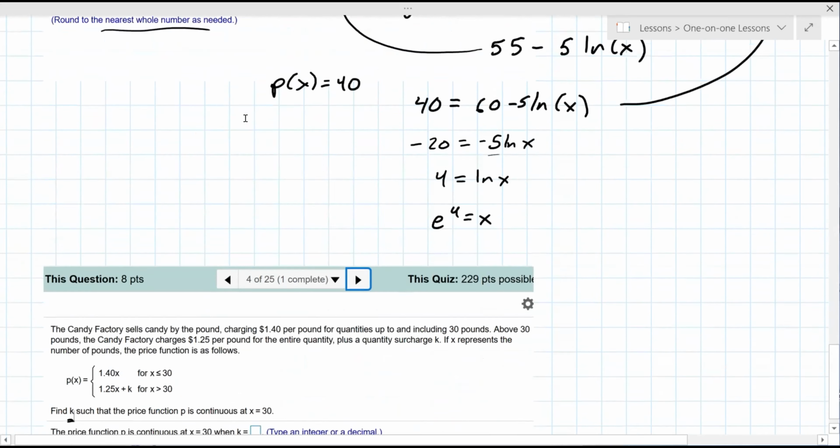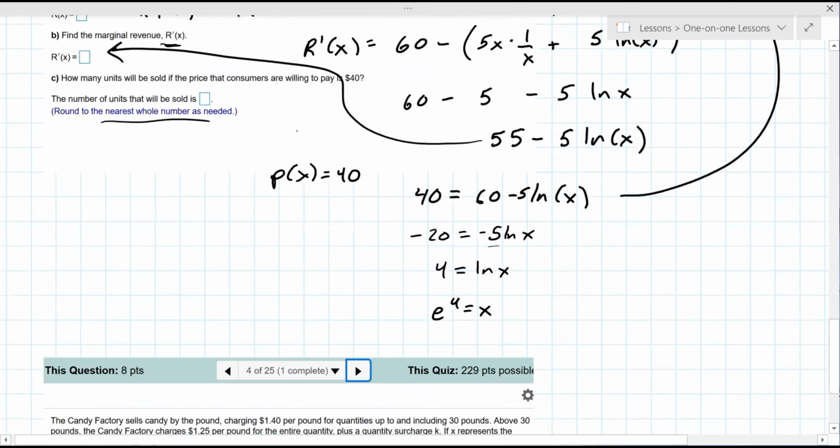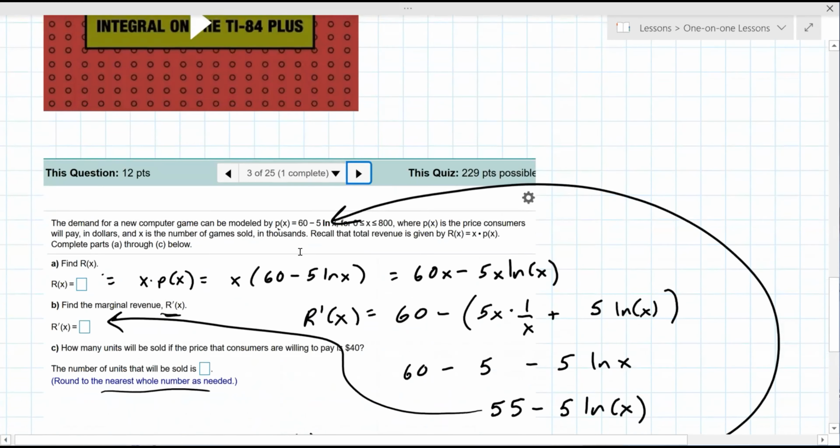Like when you get this problem, the only thing that's going to be different is the 60 and the 5. So if you know where the 60 went and where the 5 went, you just follow that. And so having all that work will definitely help to look back on.